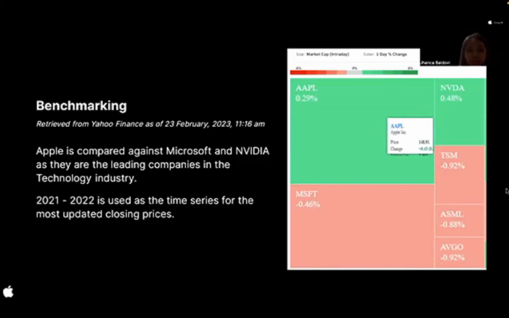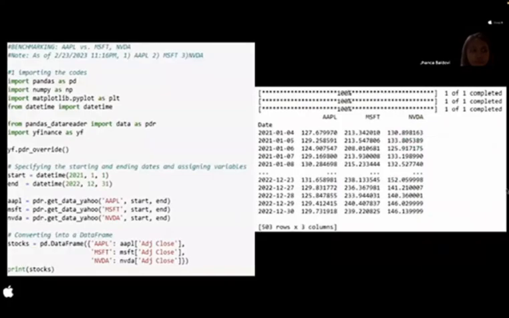Next slide, please. Okay, so with that, we just begin here with the codes where we first laid out the closing prices for Apple, Microsoft, and Nvidia respectively. And we also set the time series here for the period 2021 to 2022. Next slide, please.